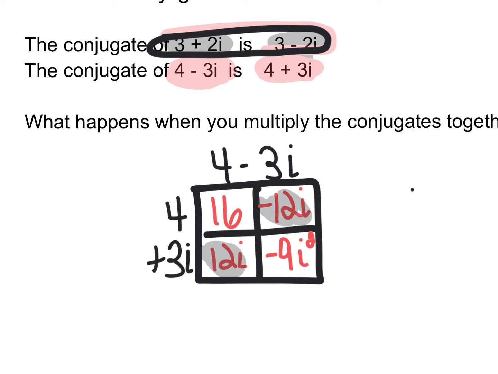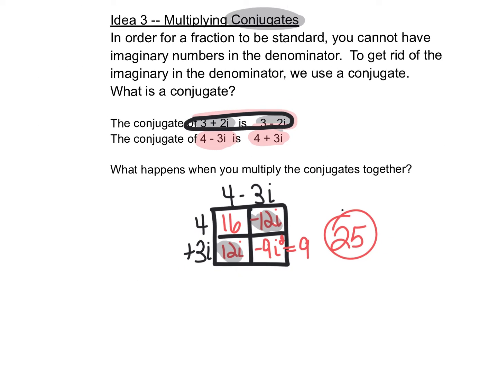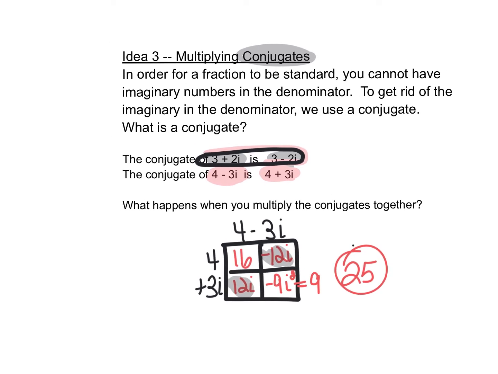What we end up with is, if you use a conjugate, you'll always end up with a negative and a positive imaginary term that cancel each other out in those corners. And then the other one here: remember that i squared equals -1, so -9 times i squared is going to be +9. And so we're going to end up with 16 plus 9, which is 25. So the idea of using a conjugate is going to get rid of those imaginary numbers.